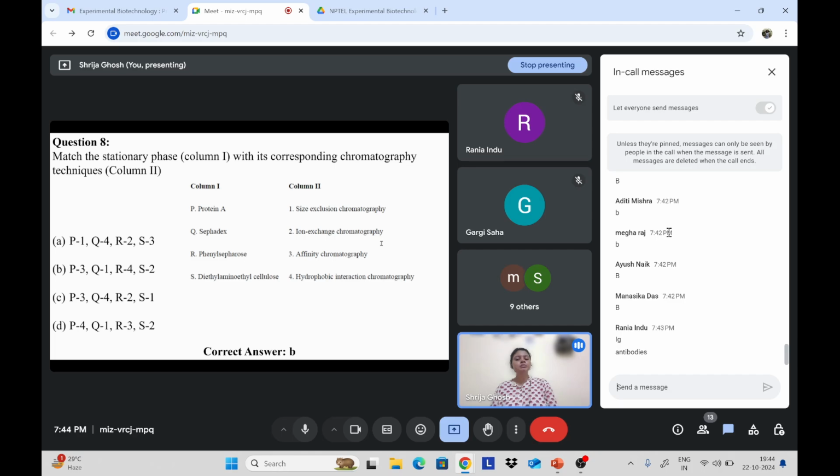Okay. Then comes the Cefidex. Cefidex is a size exclusion chromatography. It is basically dextrin polymer, and it has different pore sizes. So based on the pore size, you can have purification of different size range of molecules. Okay. Then comes the phenylcephalose.